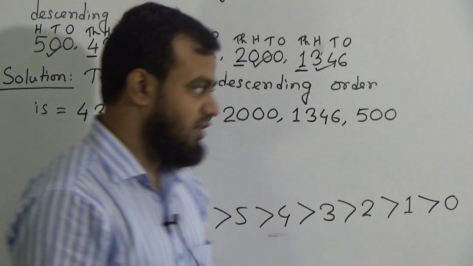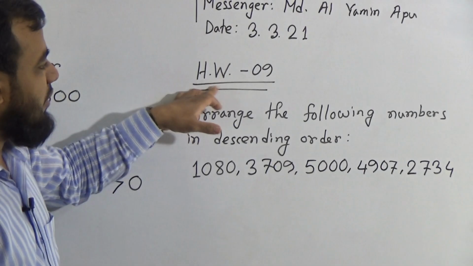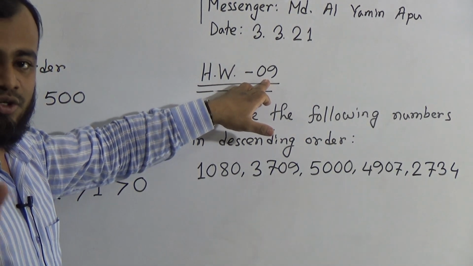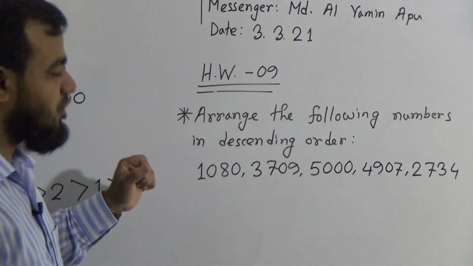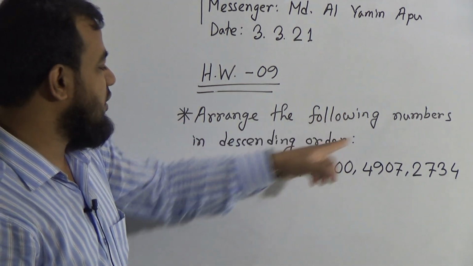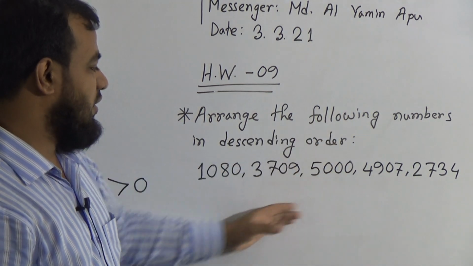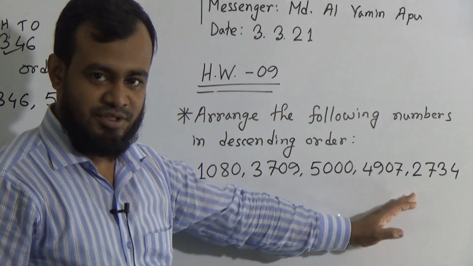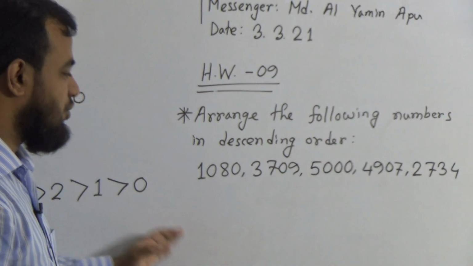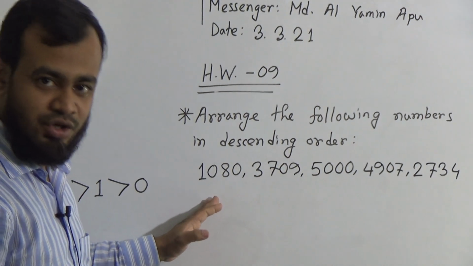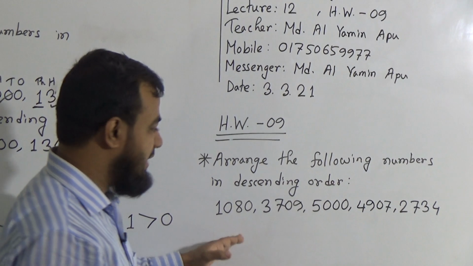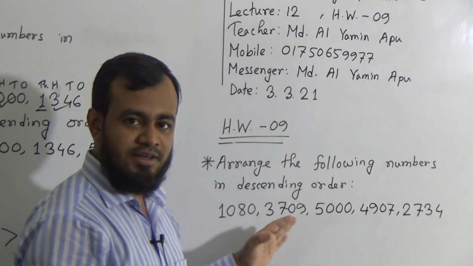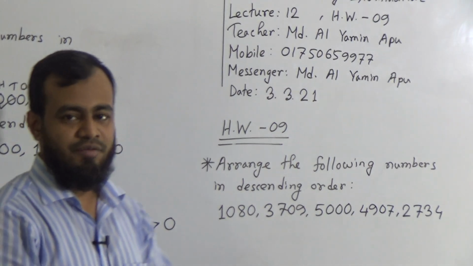Now my dear students, you have a homework. Your homework number is 9. Please mention the homework number, and after that write down the question: arrange the following numbers in descending order. Then pick up the 5 numbers. Then like my solution, you should write down the answer: the required descending order is, and then arrange the numbers in descending order. I think you have understood.